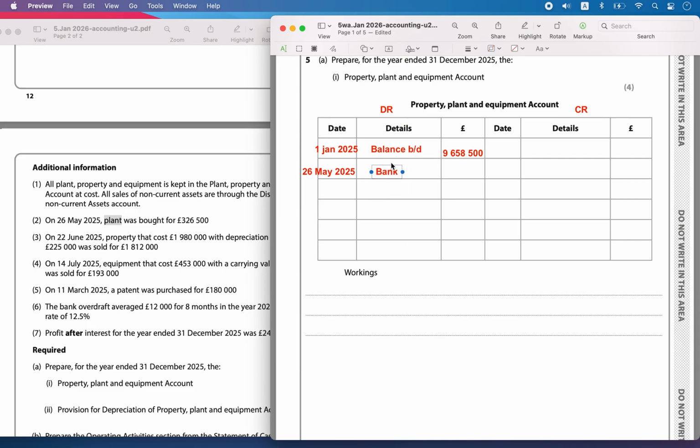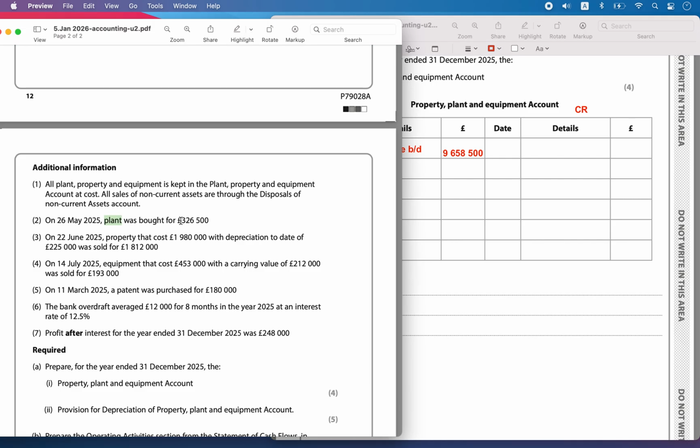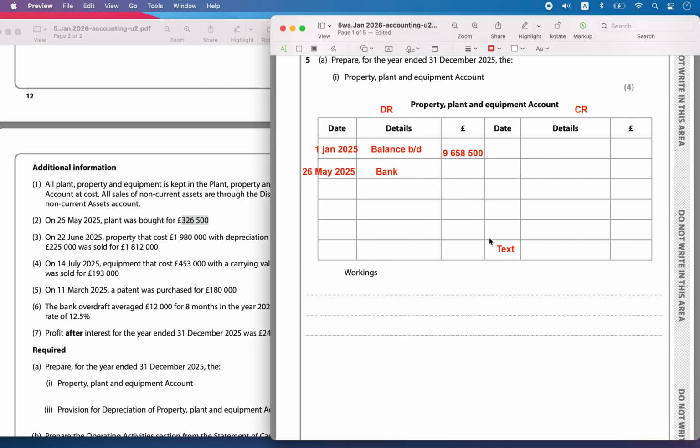This is going to be reflected in your bank. The double entry is bank. This is a plant account, and the value is 326,500.